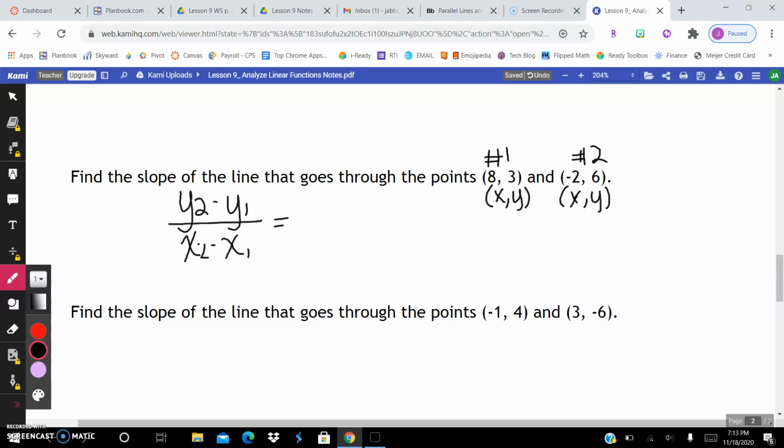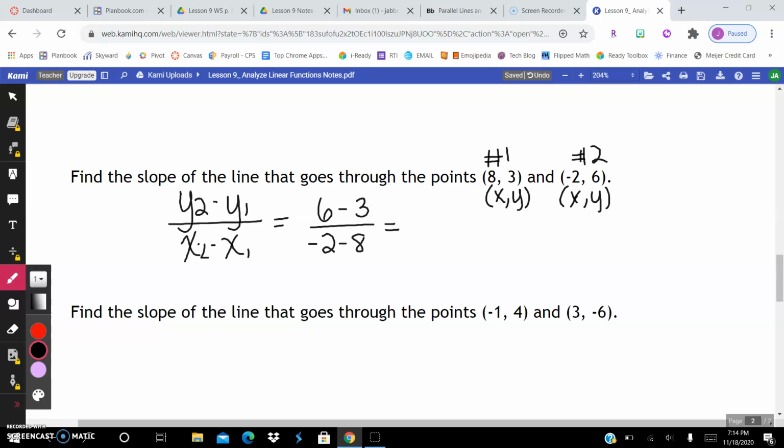So y out of our second point, remember they're always xy. What's y out of my second point? It is 6. And we're minus, because that's what the formula says to do. Y out of my first point is 3. And then at the bottom, we're going to have x2 minus x1. Well, x out of my second point is negative 2 minus, because that's part of the formula. X out of my first point is 8.